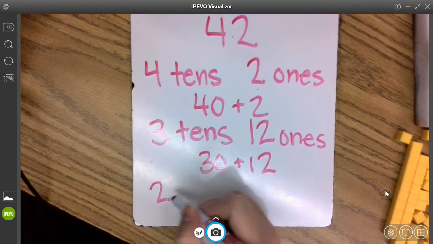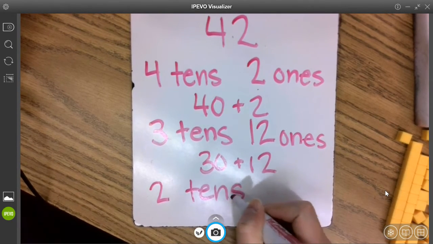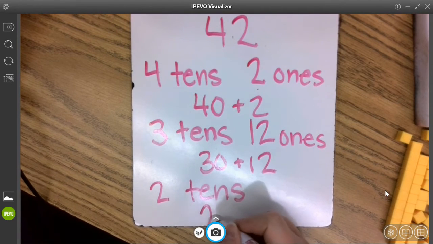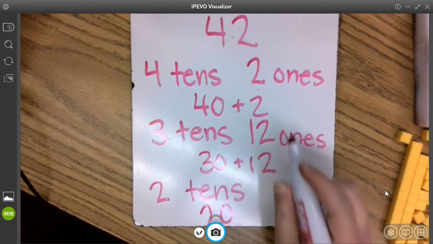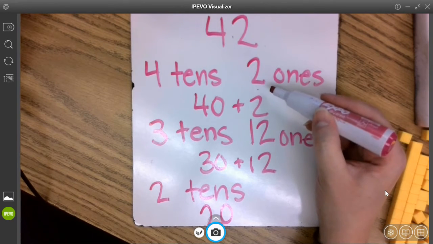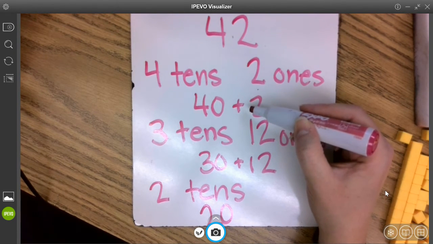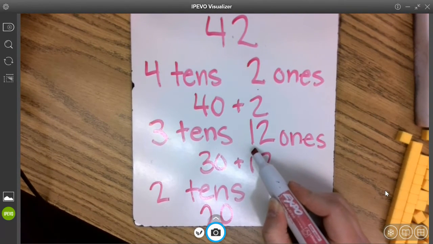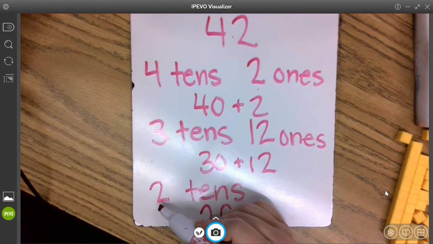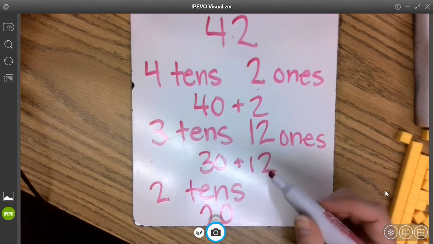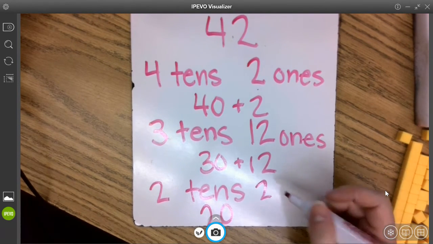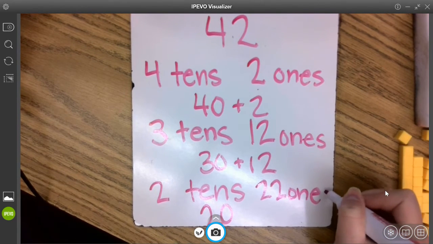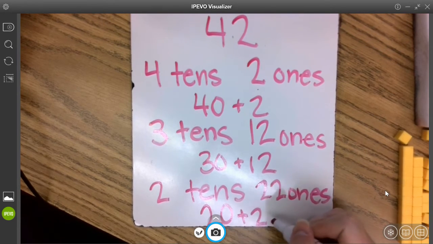What if I only had 2 10s? 40, 30, it would be 20. Then for my ones, I don't have any groups of 10. Here, with 3 10s, I needed one more from my ones. With 2, how do I get from 2 to 4? I'm going to need 2 groups of 10s out of the ones, and still my 2 left over. So I'm going to need 22 ones.